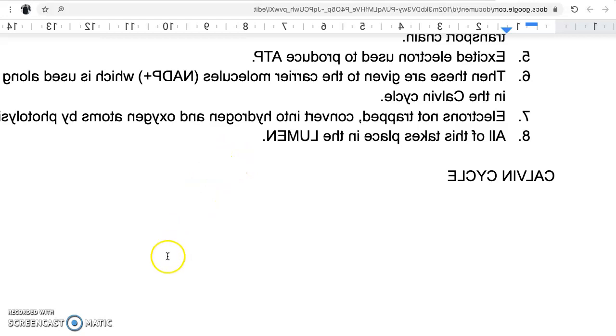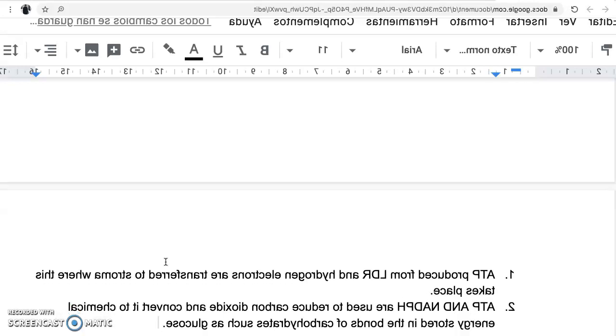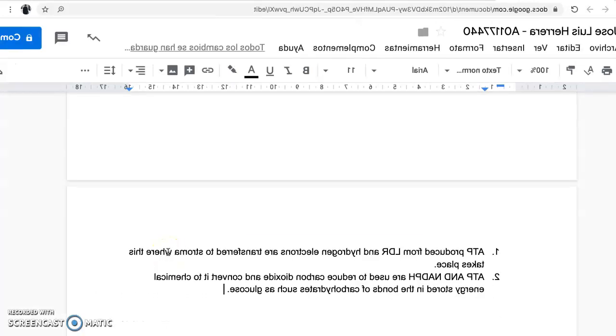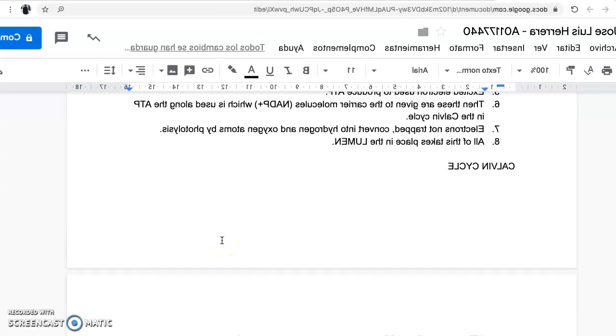ATP produced from the light-dependent reactions and hydrogen electrons are transferred into the stroma first. The ATP and NADPH from the light-dependent reactions are used to reduce carbon dioxide and converted to be stored in the chemical bonds in carbohydrates such as glucose. So now you're all set. It's actually the part of the Calvin cycle. So light-dependent reactions, Calvin cycle.